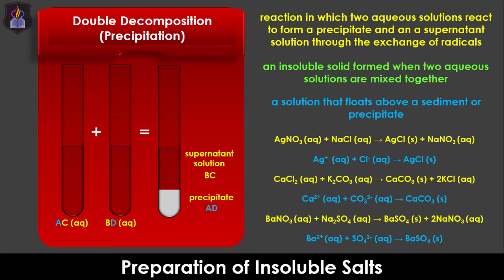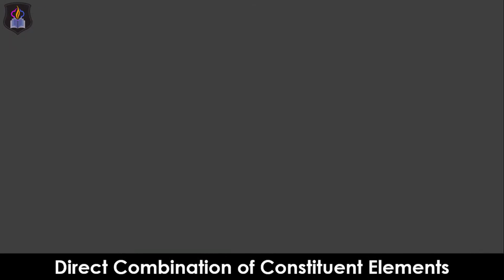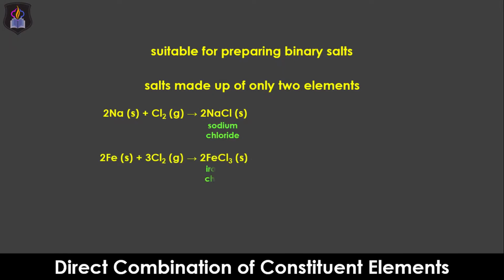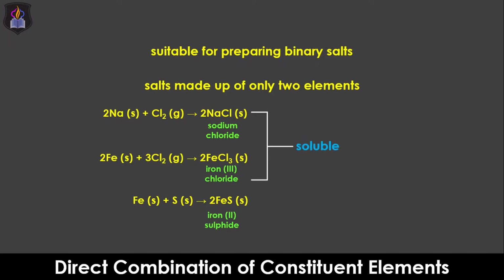Having learned the specific methods suitable for preparing soluble and insoluble salts, let's now look at a method that can be used to prepare both soluble and insoluble salts. Direct combination of constituent elements, as the term implies, is suitable for preparing binary salts. Binary salts are salts that contain only two elements. Examples are sodium chloride, iron(III) chloride, iron(II) sulfide, etc. While the first two are soluble, the last one is insoluble.